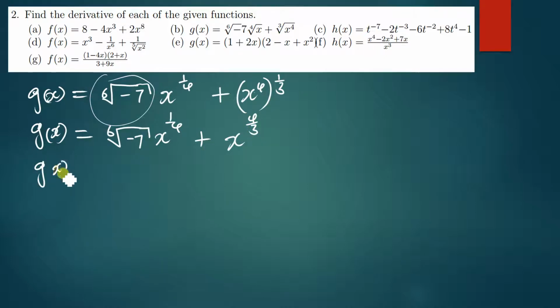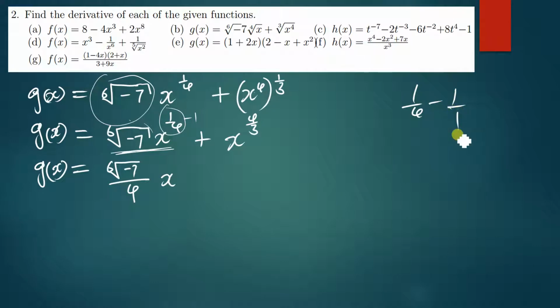So we have g of x being equal to, so this part here, if we do the differentiation using the power rule, we're going to multiply the power with the coefficient of x there, which is going to be the 6th root of negative 7 over 4. Because when you multiply 1 over 4 times this, you get that. And then we have x to the power 1 over 4 minus 1. So when we do the fractions there, 1 over 4 minus 1, this is going to give us negative 3 over 4.